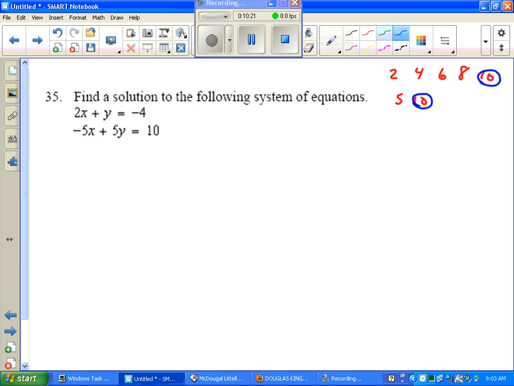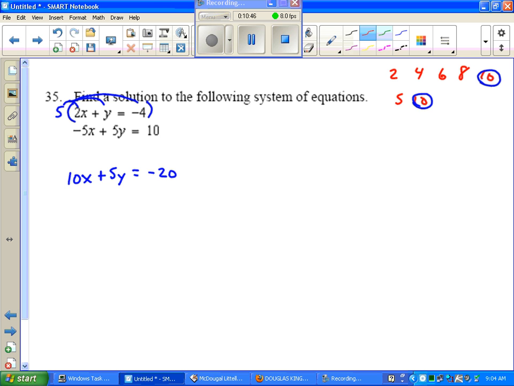So take that first equation and multiply the 2 by whatever number it has to be to become 10. So multiply it by 5. But you can't just multiply the 2 by 5. You have to multiply everything by 5. 5 times 2x is 10x. 5 times positive y is plus 5y. And 5 times negative 4 is negative 20. So we got 10x there.